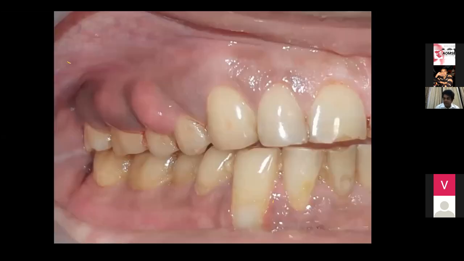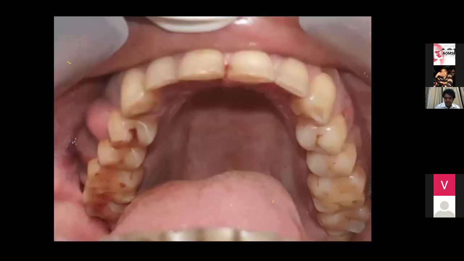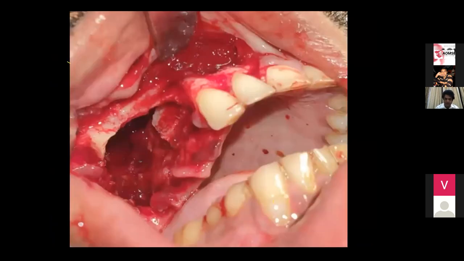And then coming to the unilateral cases. Now, unilateral cases are much more difficult to treat because you don't have sufficient space available for placement of zygomatic implant in the proper position. Like this was the case, you can see the buccal abscesses, the palatal abscesses. So we had to remove a part of the maxilla on the right side.